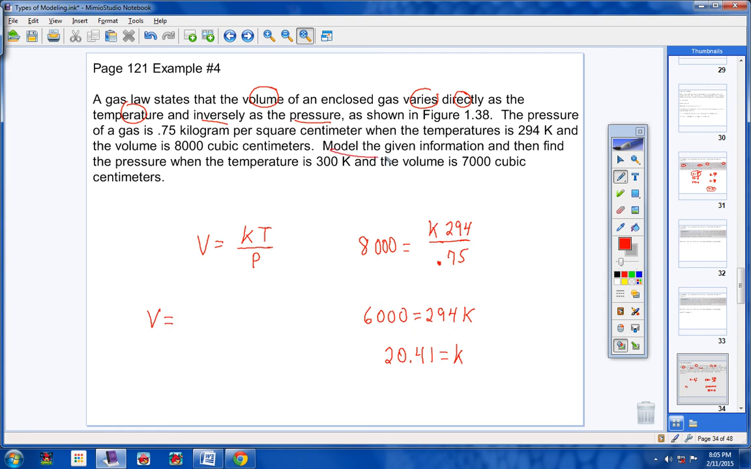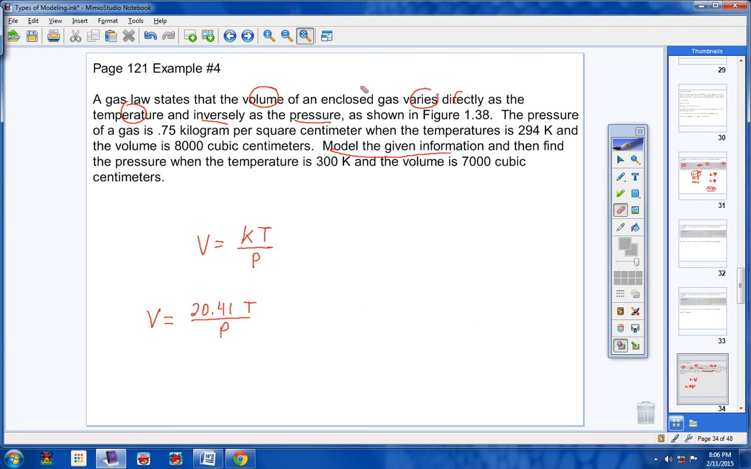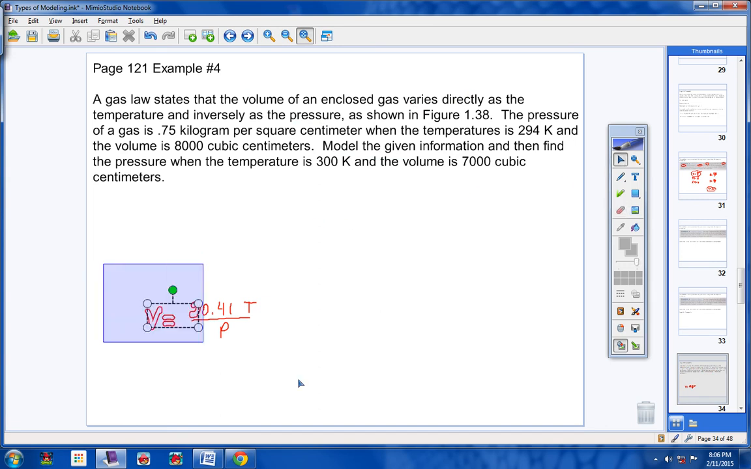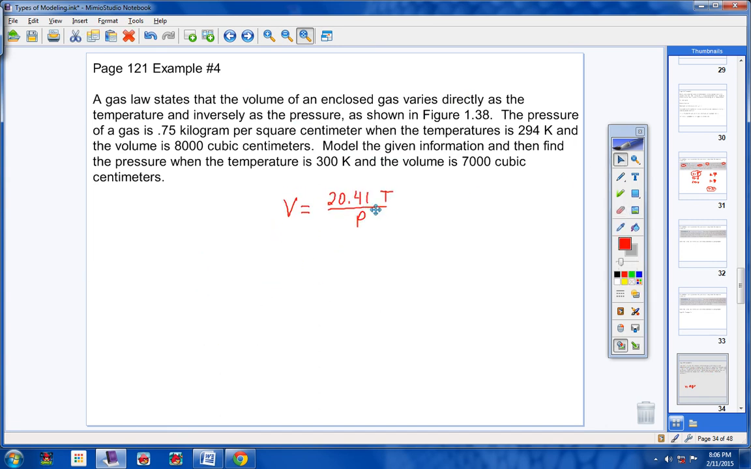It says model the given information. So that's what we're doing. V equals 20.41 T over P. There we go. Now I've got a really good model to work with. Let's see if we can answer the last question. It should be pretty simple to do. Just substitute numbers in and solve. Model the given information and then find the pressure.